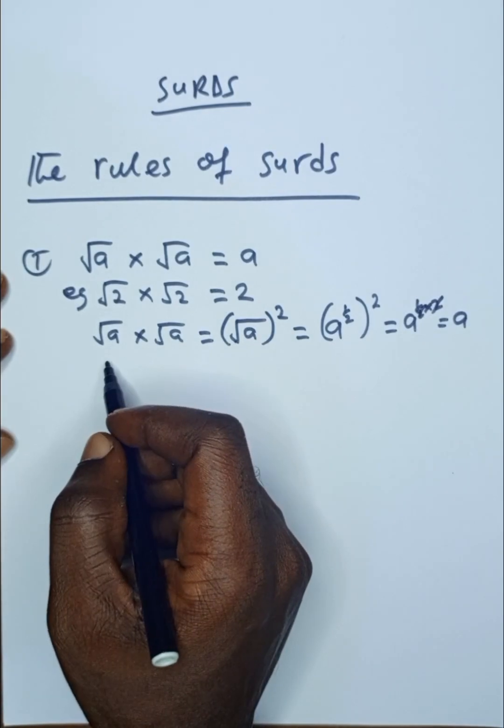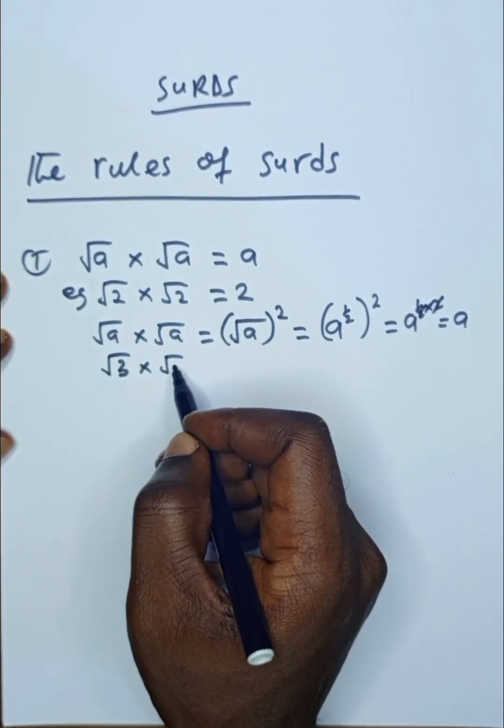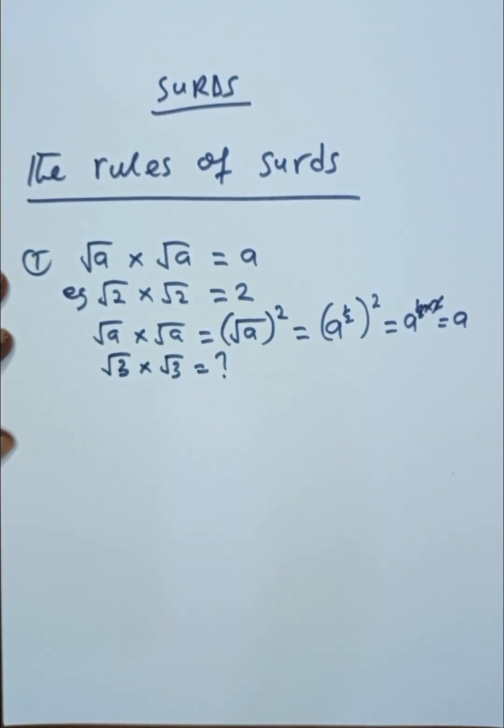I want you to do this one for me. The square root of 3 times the square root of 3. Please let me see the answer in the comment section.